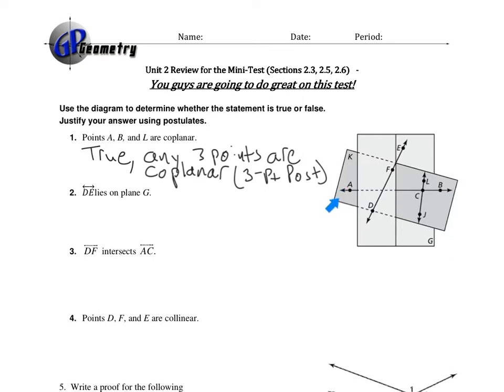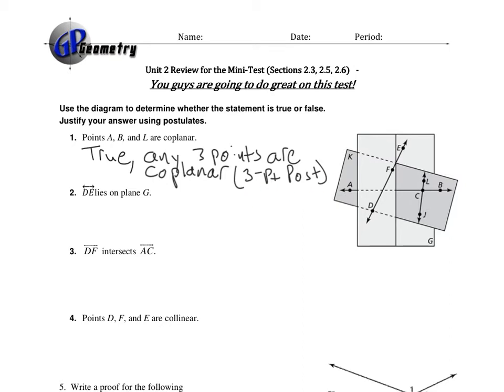If I asked you about A, D, and F, well, you can see D and F are drawn over here on this plane. A is on plane K, but there is a different plane that's not drawn in that would go through A, F, and D. So any 3 points are coplanar, or any 3 points determine a plane, something like that. That's called the 3-point postulate. Okay, but again, just saying something like this is good enough. You don't necessarily need the name.